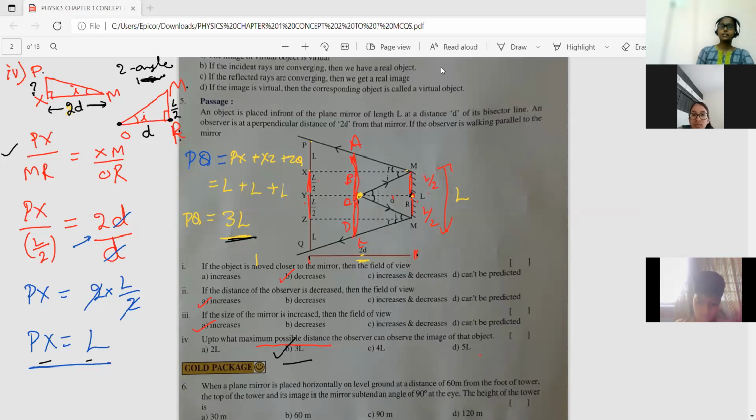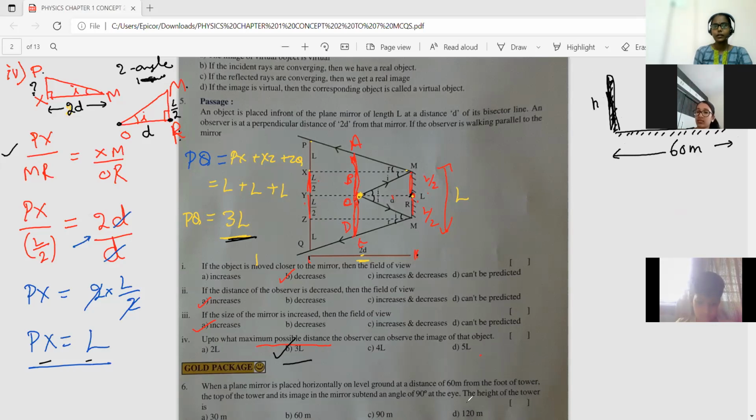Okay, see children, the sixth question. When a plane mirror is placed horizontally on the level ground, like this, at a distance of 60 meters from the foot of the tower. So the tower is there. Imagine the tower is there with some height, and this distance is 60 meters from the tower.